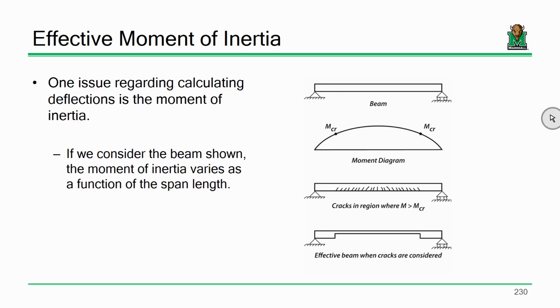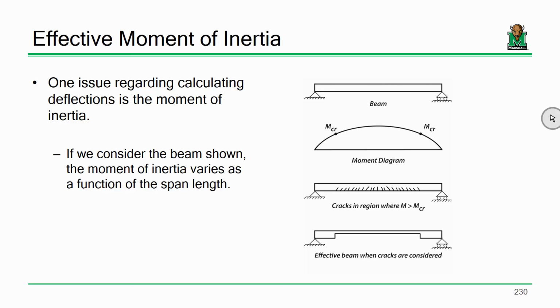What you're going to find is that there are regions of the moment diagram that exceed the cracking moment. So if I look at the beam under its typical service loads, part of that beam should be considered as cracked and part of it shouldn't. Okay? So the question is, do I use the cracked moment of inertia or do I use the bh cubed over 12, if it's a rectangular beam? Which one do I use?